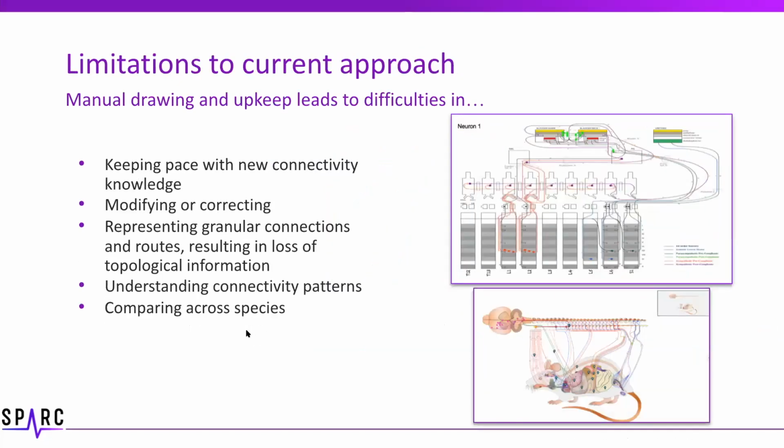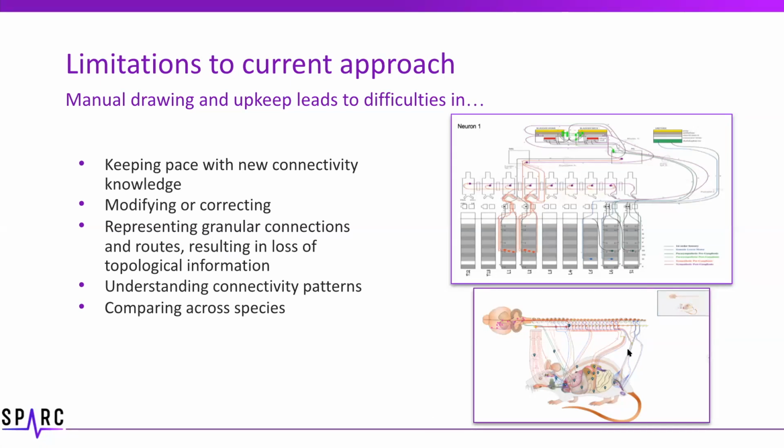But I think you can see that there's a lot of limitations to the current manual approach, right? That manual drawing and upkeep leads to real difficulties in these types of representations. And some of those problems are in keeping pace with new connectivity knowledge. So these models are constantly revised, new ones come into existence, some of them maybe need to be modified, and that's a very tedious process if you need to do this manually. There are errors that are identified and they need to be corrected. This is an extremely complex system. Representing granular connections and roots is also extremely difficult.